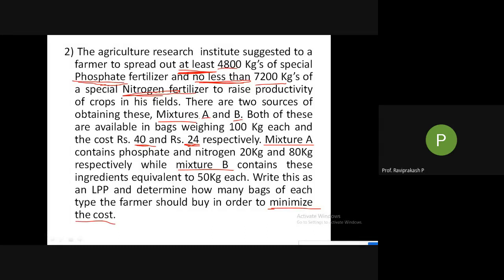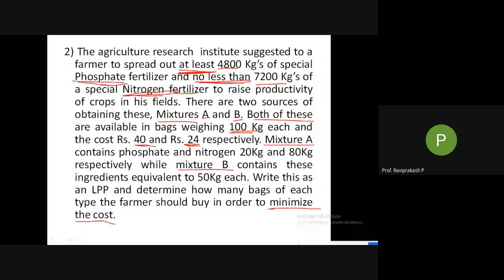So in A, how much am I getting? Both bags are available in 100 kgs. If you buy one, you get 100 kgs. Mixture A gives 100 kgs, and mixture B also gives 100 kgs. But there is a breakup. What is the breakup? Before that, they are giving you the price. What is the price?